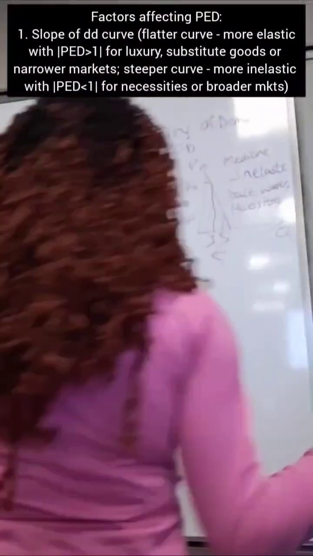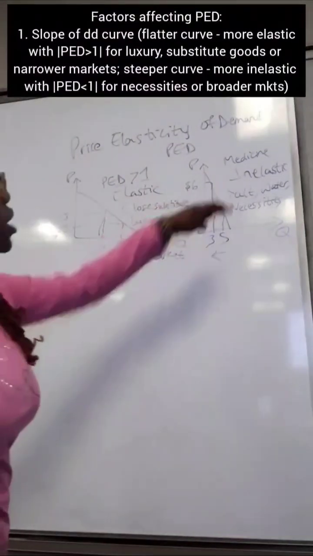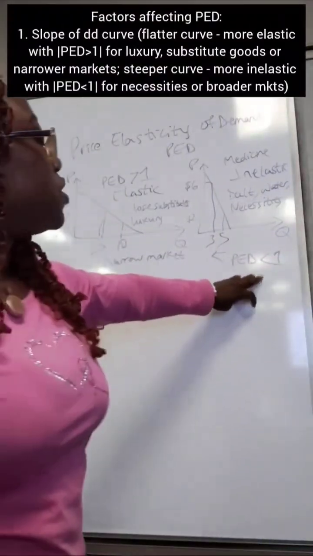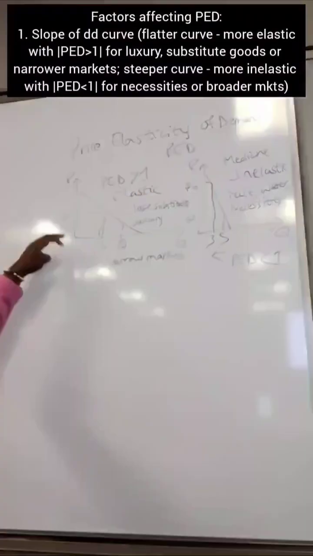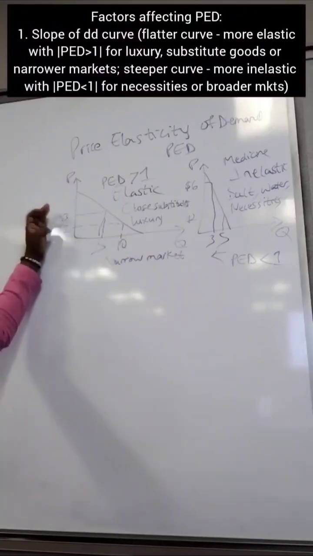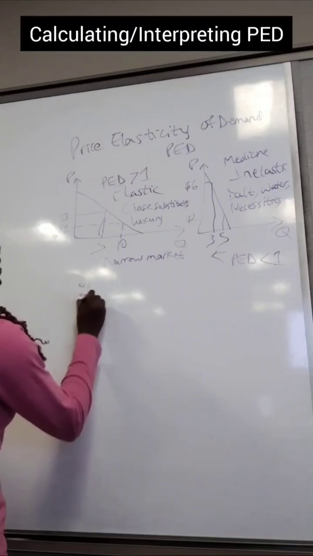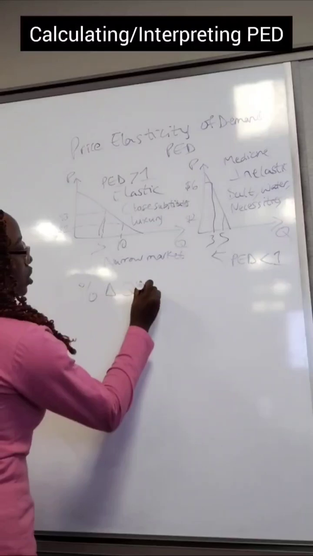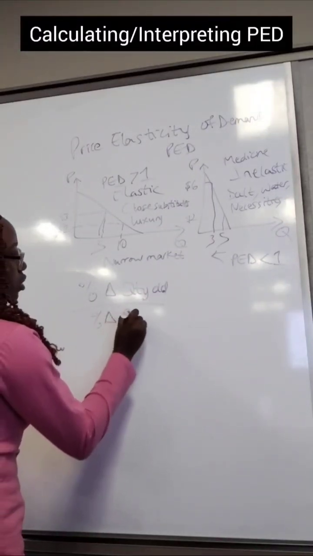Something I want you to note is that for elastic goods, when you calculate your PED, it's going to be greater than 1. For inelastic goods, your PED is going to be less than 1. So what this means is that if it's inelastic, the quantity demanded responds less to changes in price, right? But for elastic goods, the quantity demanded responds more than the change in price, okay? So how do you calculate price elasticity of demand? It's simply the percentage change, and I'm going to call change this delta sign, this triangle sign, in quantity demanded divided by the percentage change in price, okay?